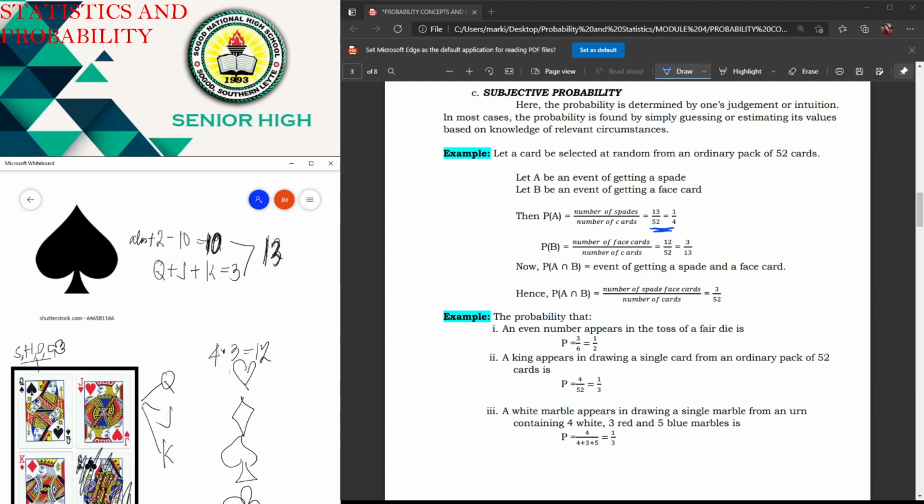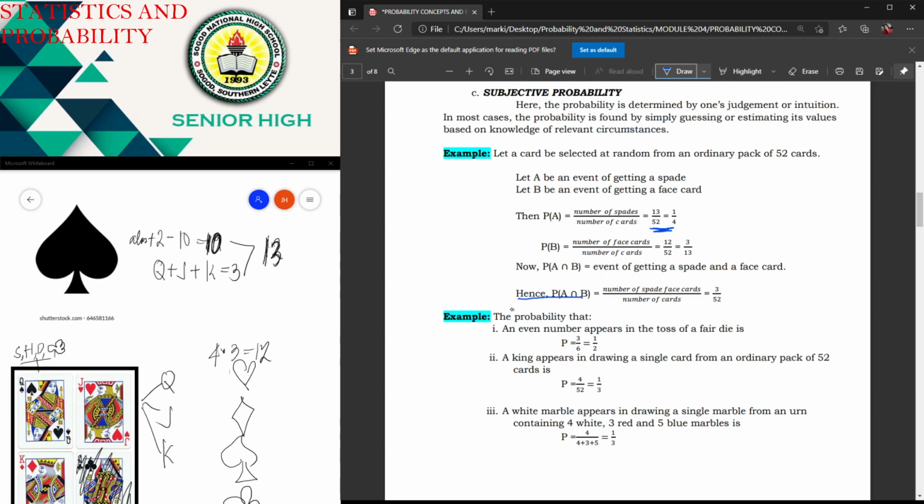Now if we want to know the intersection, the probability of A and B, or the event A and the event B, how are we going to get that one? We are just going to get the number of spade face cards.